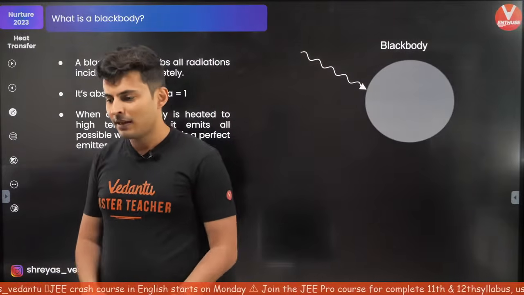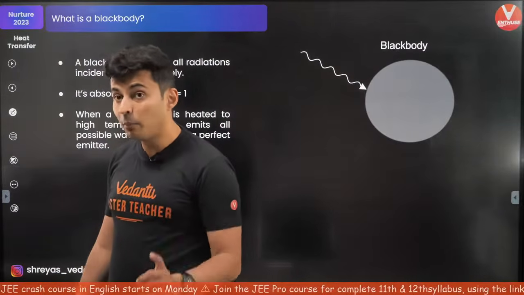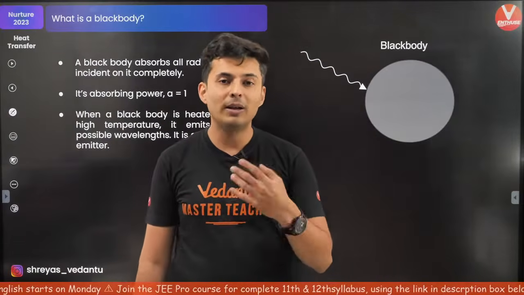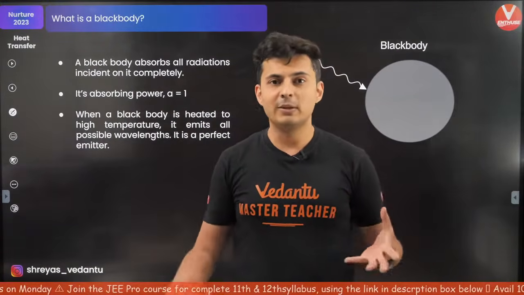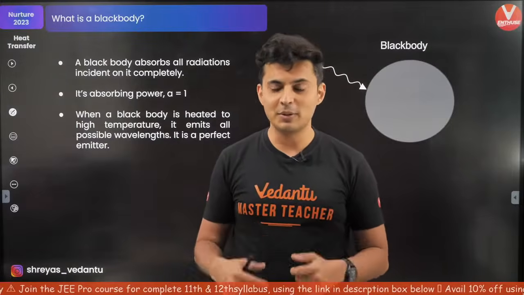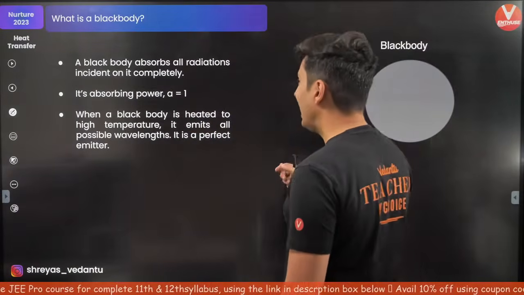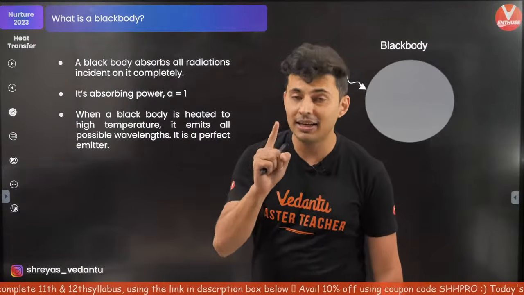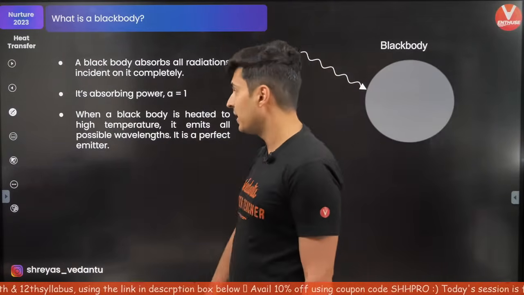Yep, I hope this is clear. But you do not think of a black body like an evil which absorbs everything. It gives also. We'll come to that point. A black body absorbs all radiations. The absorption coefficient is 1. A is 1.